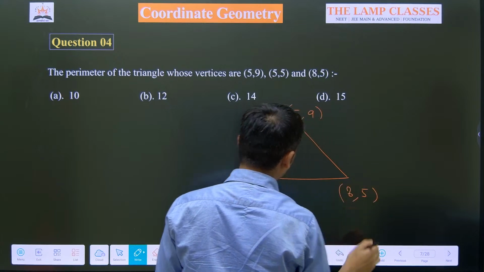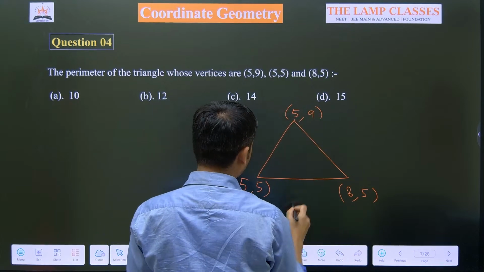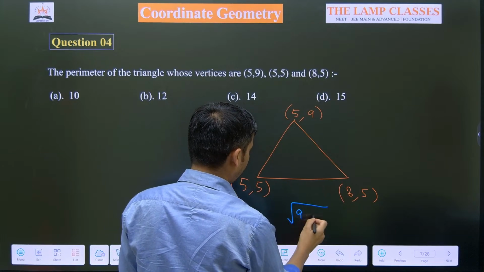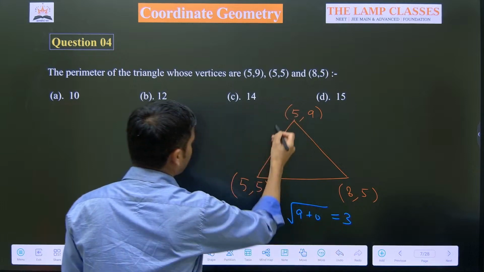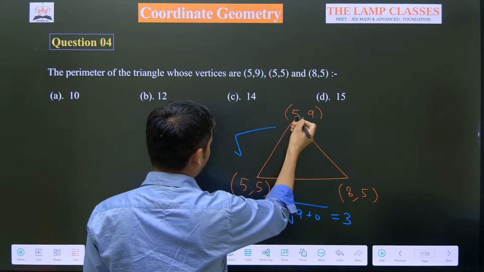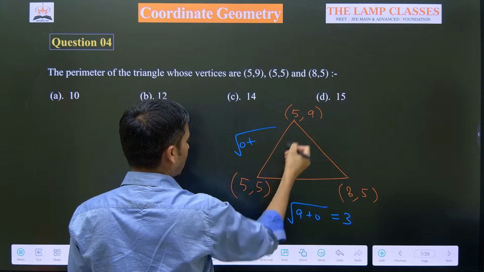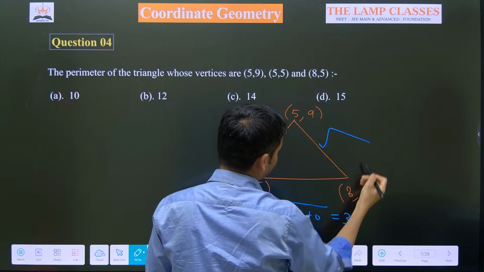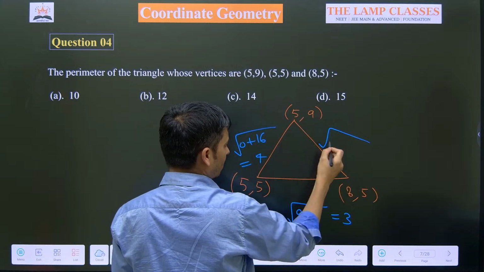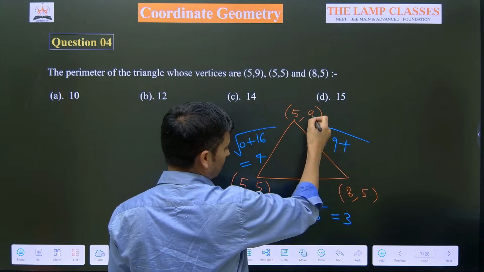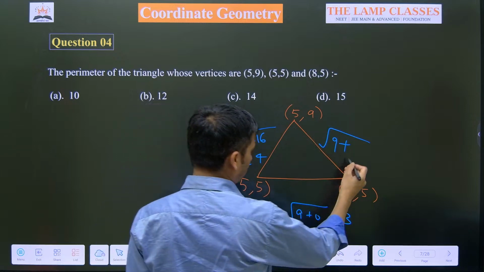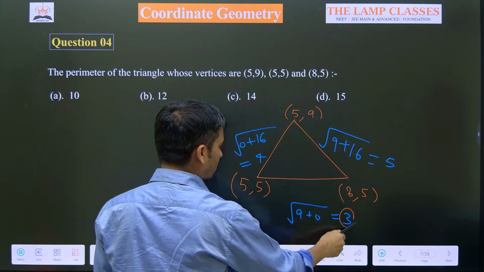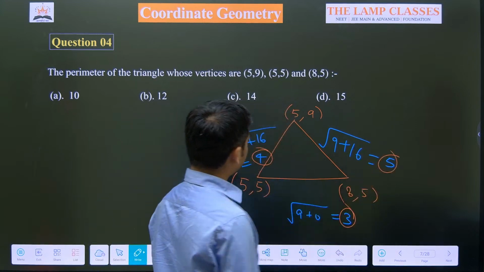Calculate the distances using distance formula. If we do the calculation, this length will be root under 8 minus 5, 3, 9 plus 0, that is just 3. This distance, if you have to calculate, 5 minus 5, 0, plus 9 minus 5, 4 square, 16, 4. And if you have to calculate this length, 8 minus 5, 3, 3 square, 9, plus 5 minus 9, minus 4, and minus 4 square is 16, which is actually 5. So this is a triangle whose sides are 3, 4, and 5.